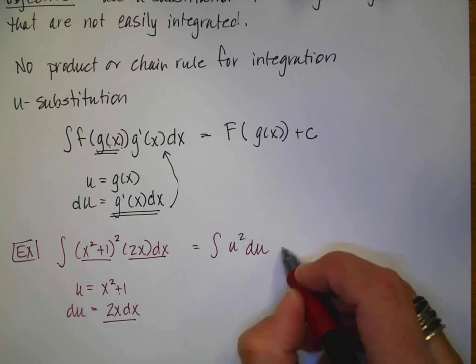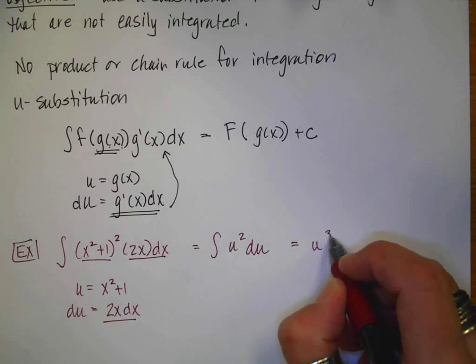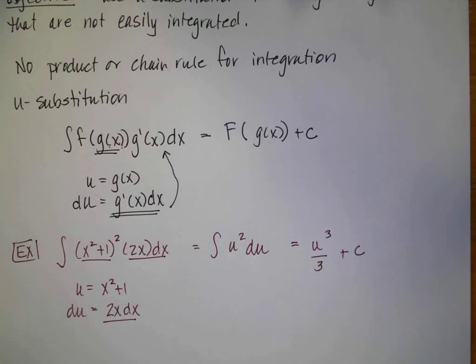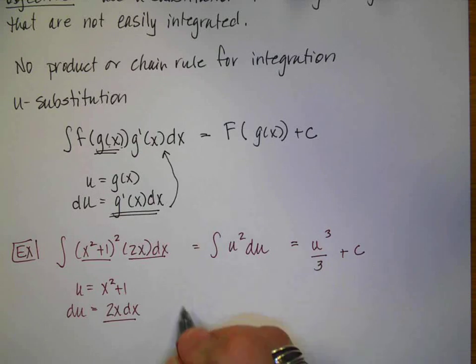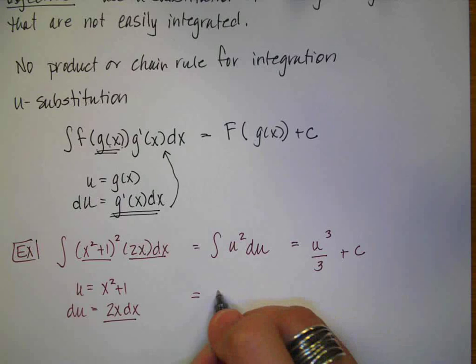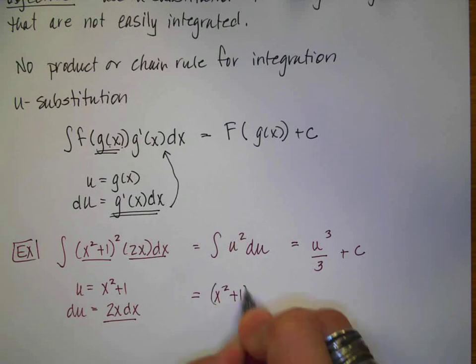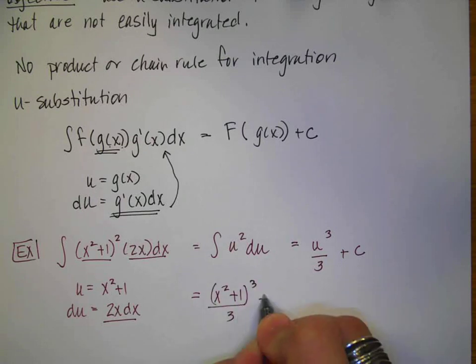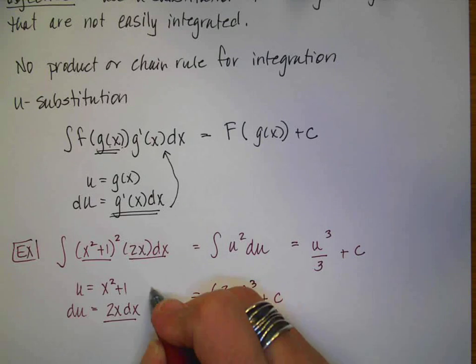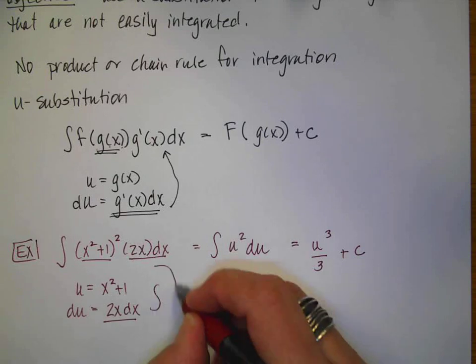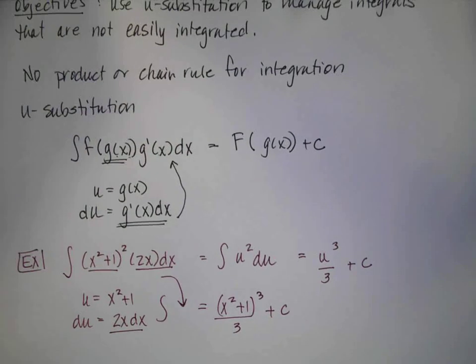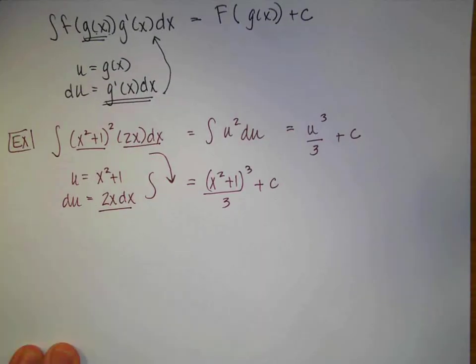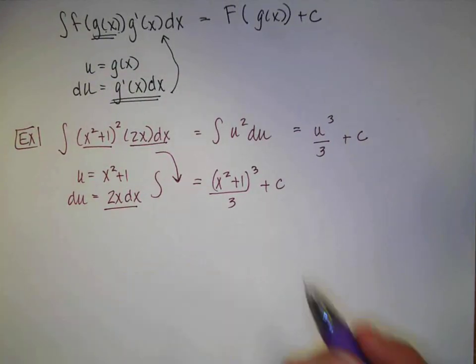Well, that looks really simple. So when I integrate that, I'm going to get u to the third over 3 plus c. I need to substitute u back in. So my integral is going to equal x squared plus 1 to the third divided by 3 plus c. And then I would write what my integral was, and I'm going to be a little bit lazy for right now. Okay? So that's actually a very straightforward U substitution. So let's do another one where it's a little bit different.